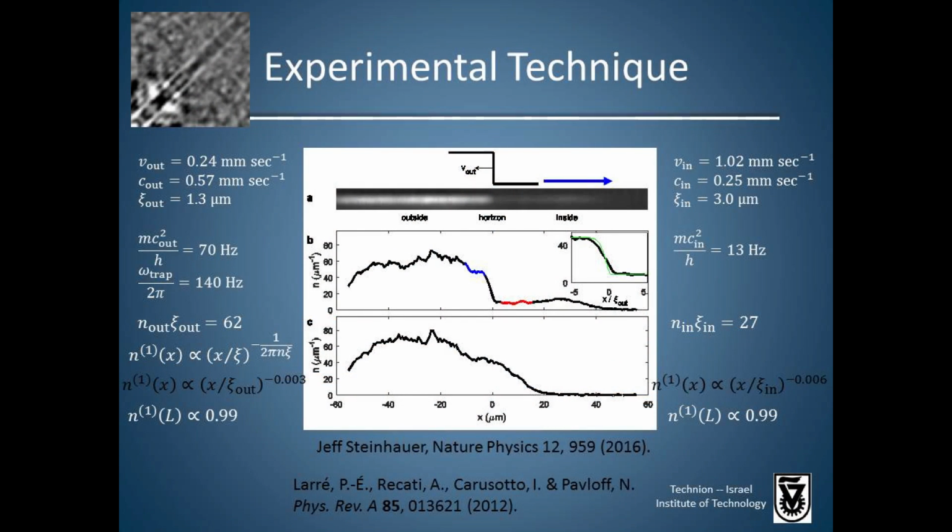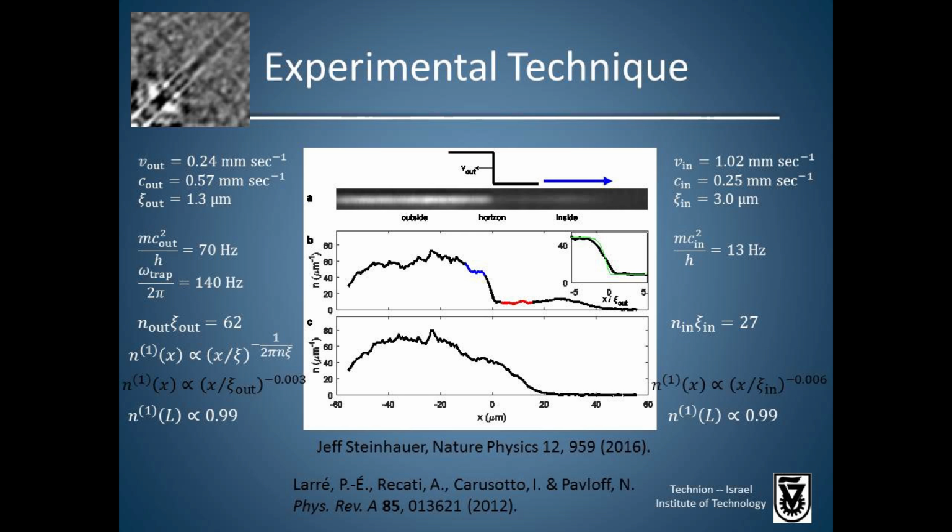So here are some numbers. The speed of sound outside here is 0.57 millimeters per second, and the flow velocity is 0.24 millimeters per second. These numbers are determined from a measurement of the dispersion relation that I'll discuss soon. Furthermore, inside the black hole, the speed of sound is 0.25 millimeters per second, and the flow velocity is 1.02 millimeters per second. So this is very much supersonic flow inside the black hole.